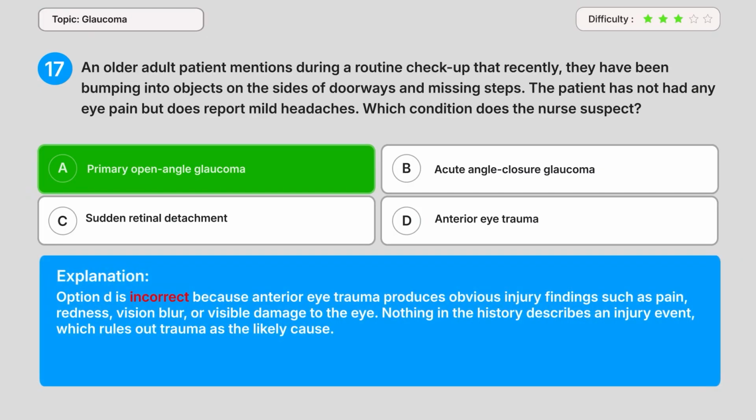Option D is incorrect because anterior eye trauma produces obvious injury findings such as pain, redness, vision blur, or visible damage to the eye. Nothing in the history describes an injury event, which rules out trauma as the likely cause.